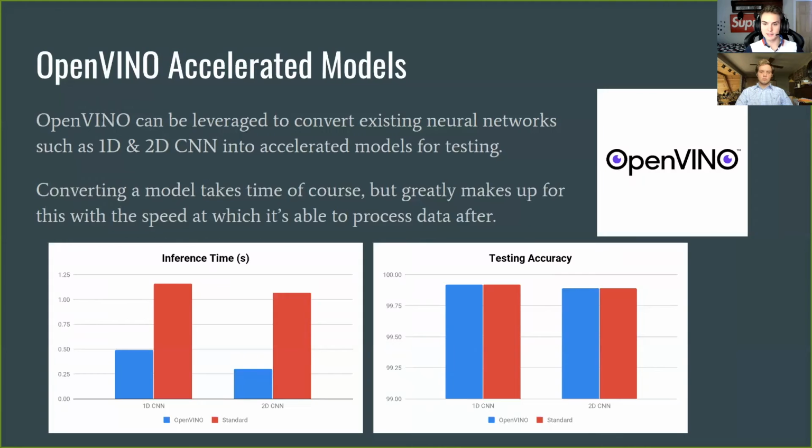And on the right-hand side, we can see the accuracy there is neck and neck for both models, with the 1D CNN slightly outperforming the 2D CNN.